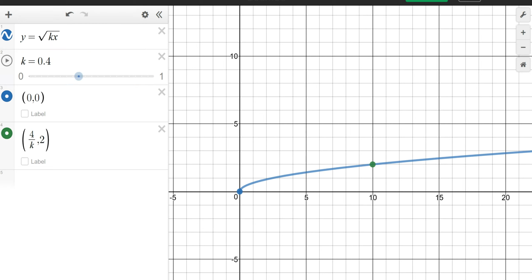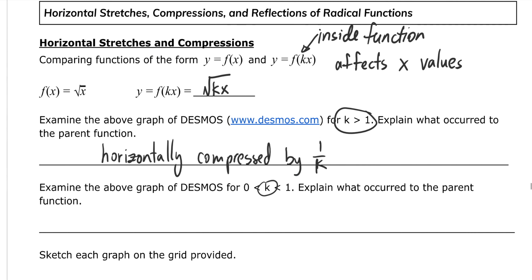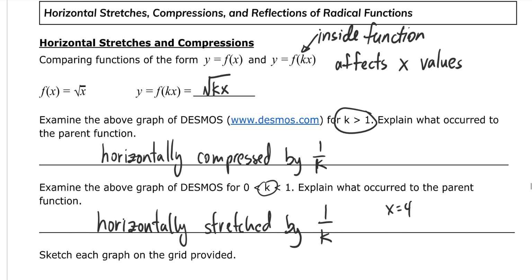So here k is 0.4. Well, what happened to the coordinate? The x got bigger. Okay. So I'm going to call this a horizontal stretch. Horizontally stretched by 1 over k. So again, think about that x value. If x was equal to 4 in the base graph, then you take that 4 times 1 over 0.4 and you get 10. That's the new x value. So it had to be 1 over k. Okay, so it's a horizontal stretch.